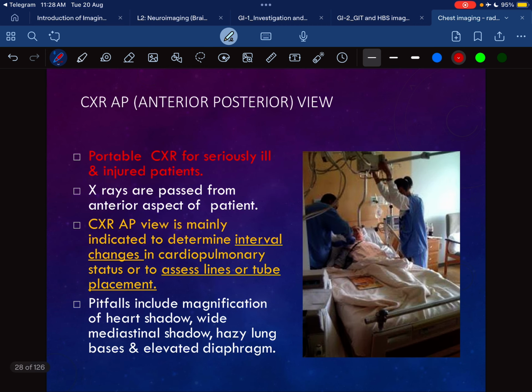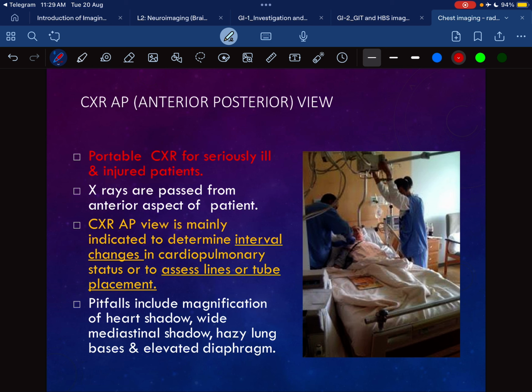Portable chest X-ray can be done especially for sick patients. It has very limited role because we do AP, so there will be magnification. The distance between the detector and the patient is variable. It's not like when you stand. So there will be some haziness because it's not the optimal distance. And the patient cannot take a deep breath when they lie down. If you're standing, you can take a deep breath, but if you lie down, you cannot take a good deep breath.